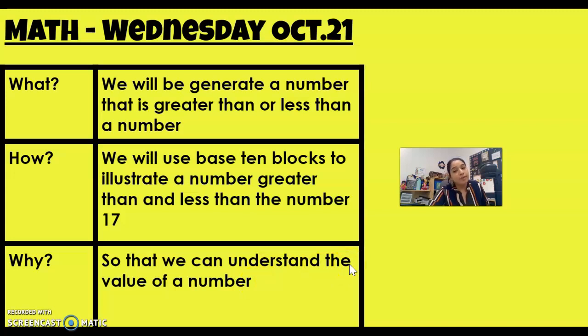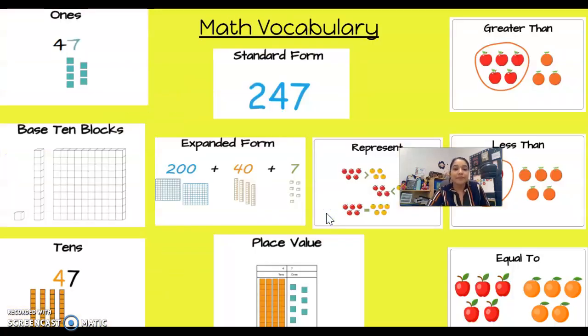Before we get started, let's go ahead and review our vocabulary. First, we have ones. Ones is the smallest block that we have. These little guys, ones. In the number 47, there are 7 ones. So you want to look at the last number, and that's going to tell you the ones. So we have 7 ones.